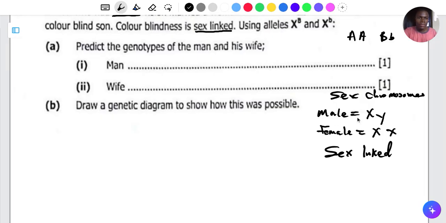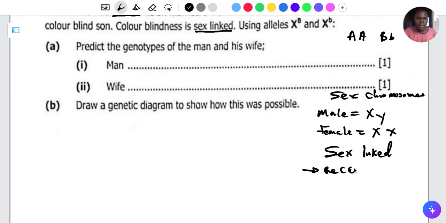Now we know that a male has Y and X, or X and Y. Meaning to say on the Y, you're not supposed to include anything. So if a man is affected, how do you show that? One thing that you need to understand first is the recessive.